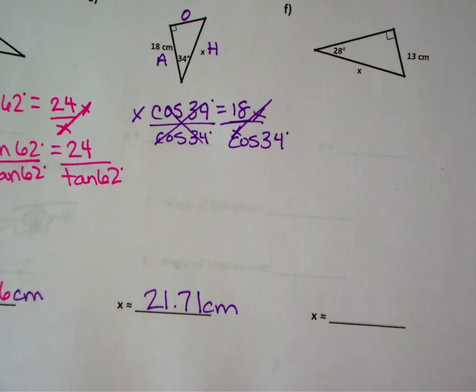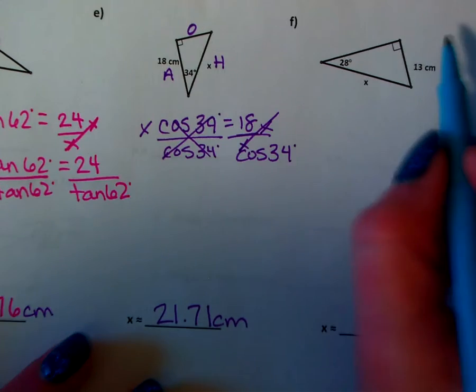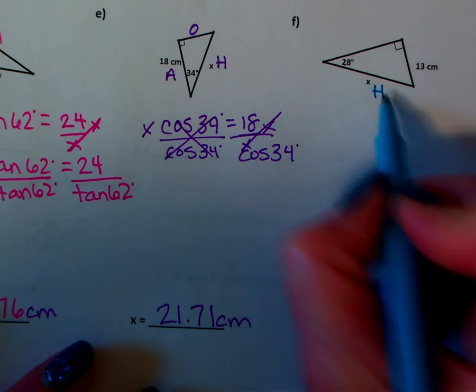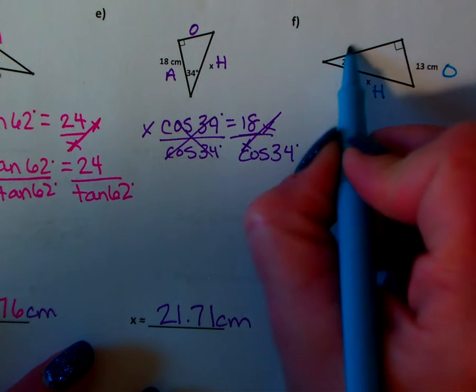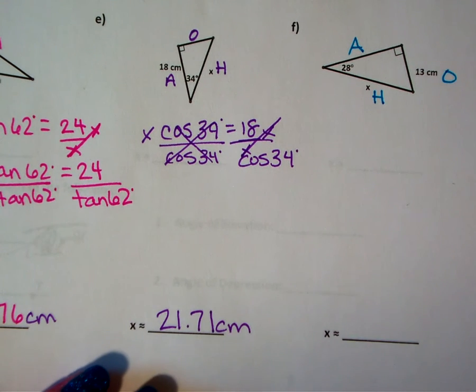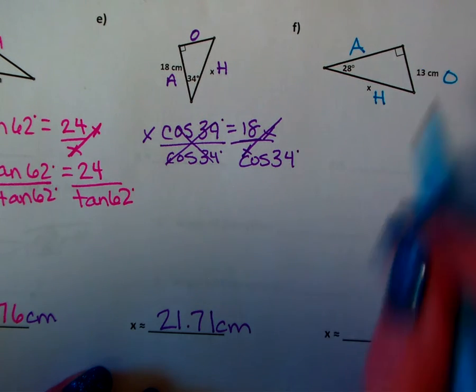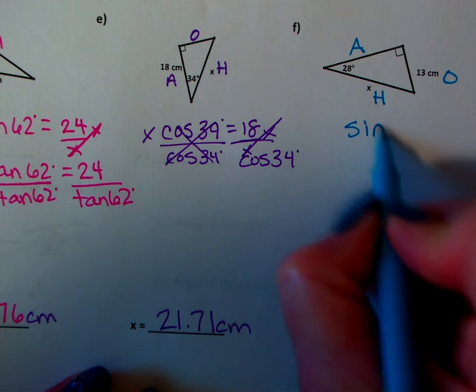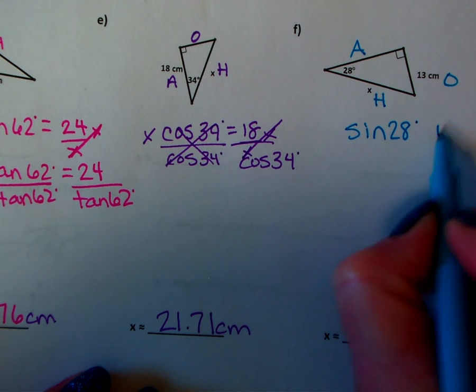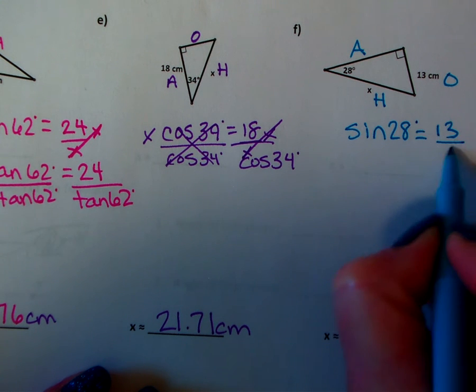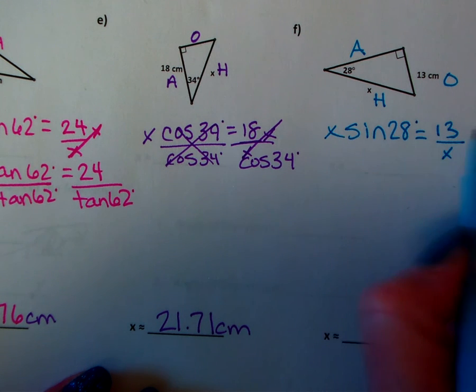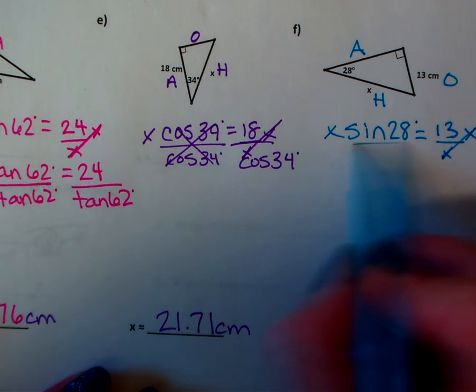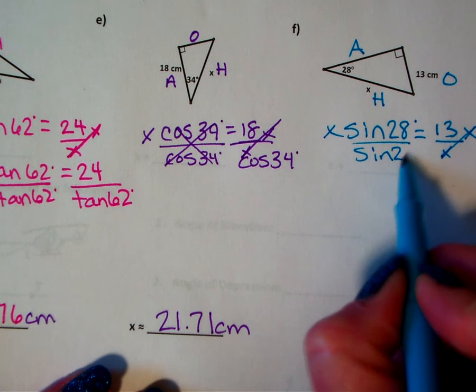Okay. Last one on this page, and then we've got one more page here. So hypotenuse, from that angle, I've got the opposite and adjacent there. Okay, so opposite and hypotenuse means I'm using sine of 28 degrees is equal to 13 over x. So multiply by x, divide by sine of 28.